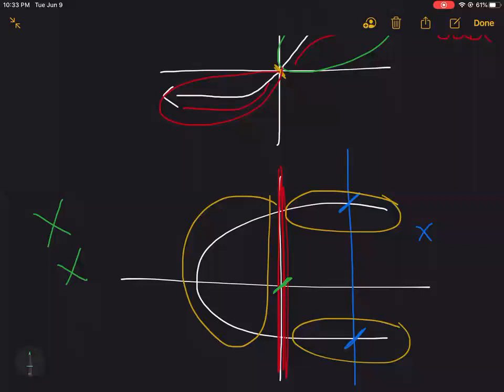Because you might be wondering that it has to be either odd or even. No, that might not be the case. So it could be neither of those. Okay.